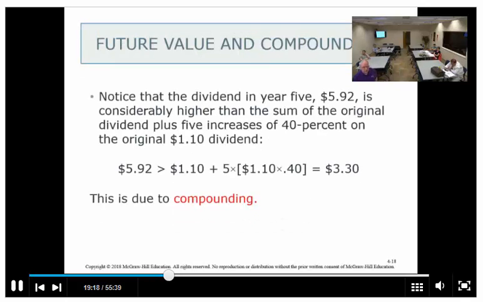It says, notice the dividend in year 5 is considerably higher than simply 5 times... well, it's not that much higher, but it's higher than $5.50. And that's because we're earning interest on the interest, or on the increase.